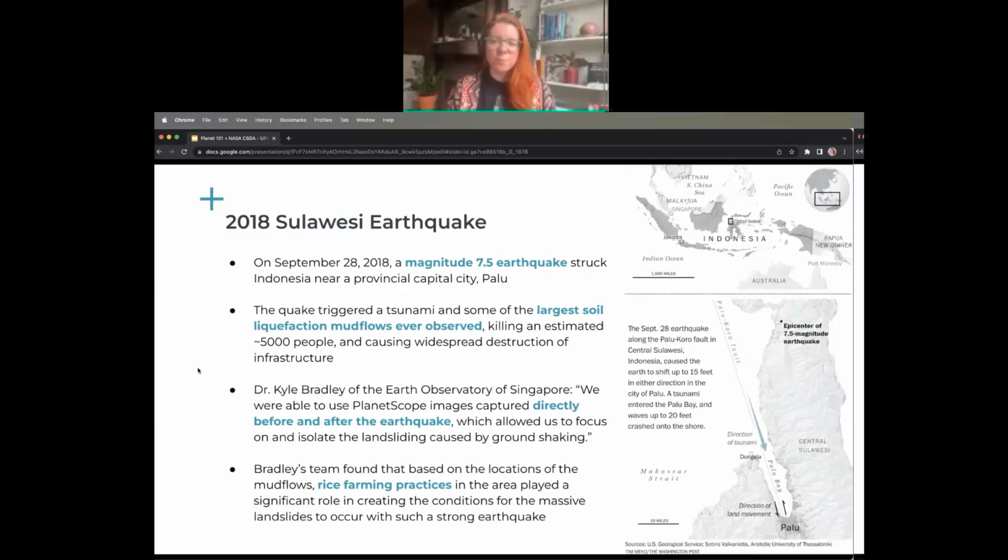This is an area that is prone to large earthquakes quite frequently, so it was confusing why it suddenly triggered all these mud flows that hadn't been a problem before with large earthquakes. Kyle Bradley and his team out of the Earth Observatory of Singapore used PlanetScope images taken directly before and after the earthquake to figure out exactly what was triggered by the earthquake, what was causing the landsliding, and if there was anything associated with those specific areas.